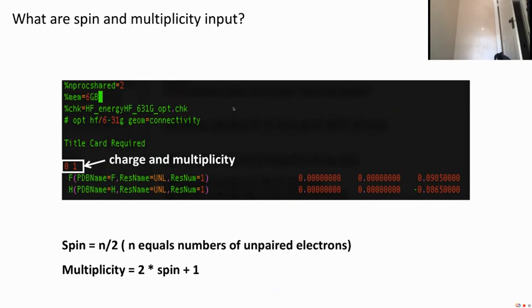The charge and multiplicity are already shown in the .com file. Here, the charge is 0, and the multiplicity is 1, indicating that there are no unpaired electrons, and thus the spin is 0, and the multiplicity is 1. The value of spin equals half of the number of unpaired electrons, and the multiplicity is equal to 2s plus 1. So that's all. Thank you for your attention.